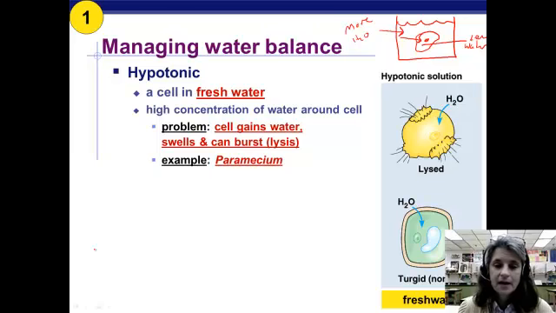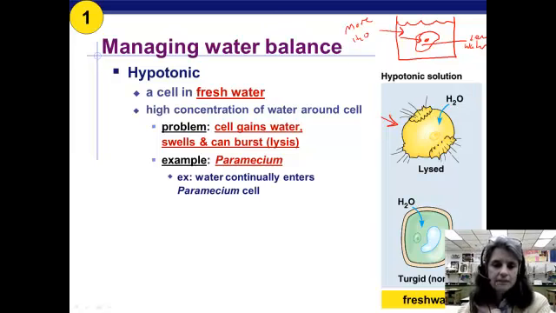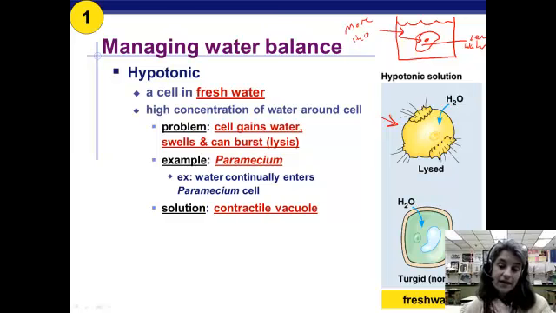Okay. Now, an example of this is a freshwater organism, an amoeba, a paramecium. These are little animal-like protists. They're not animals because they're unicellular, but they're little protists that swim around in freshwater environments, and their single-cell bodies will constantly take on water in this freshwater environment. And if they don't do something about it, their little bodies will look very much like this cell and just explode.